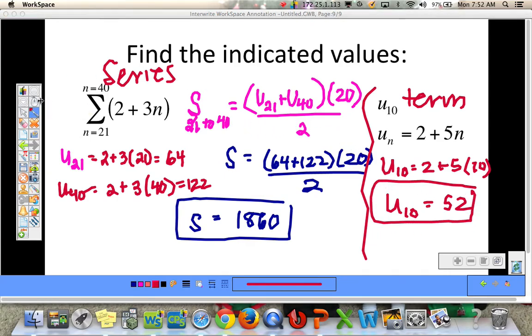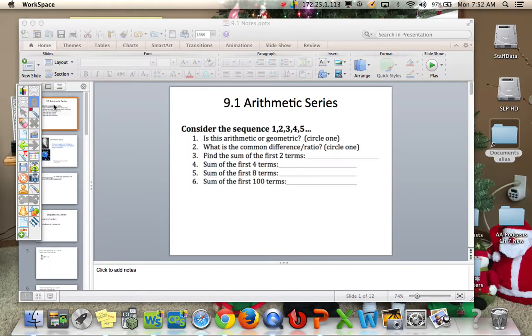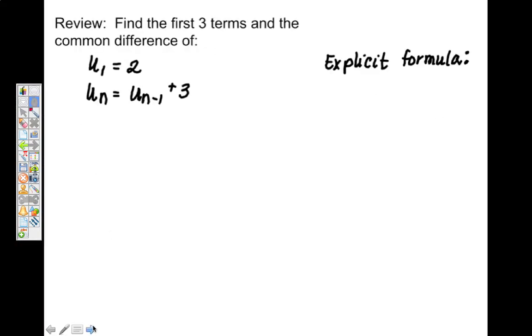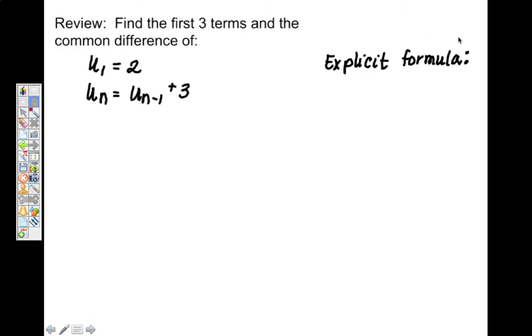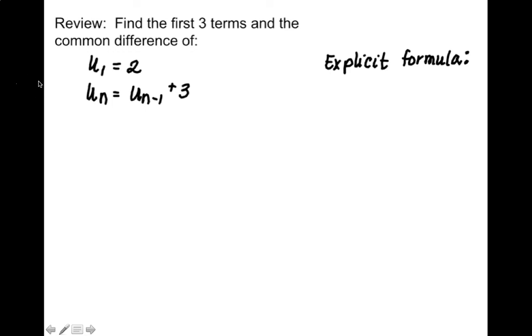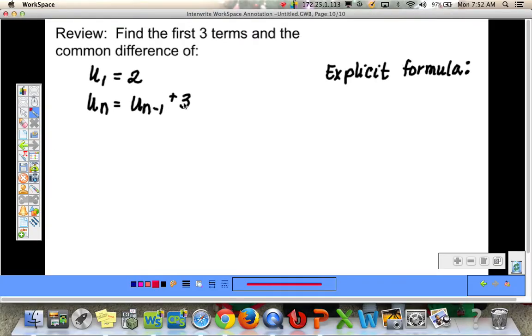All right, let's apply this then to a word problem like the one we saw in Chapter 1. In order to apply it to the word problem, let's review what an explicit formula is. So is this arithmetic or geometric? From the plus 3, you can see this is arithmetic. And to find the first 3 terms, you start at 2, and you add 3 every time. So you have 5, 8, dot, dot, dot.